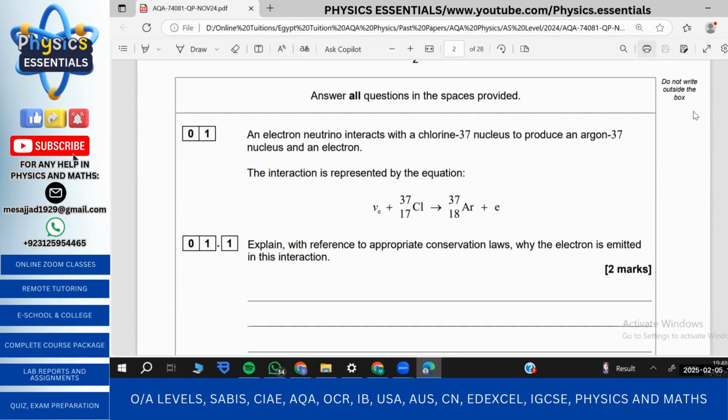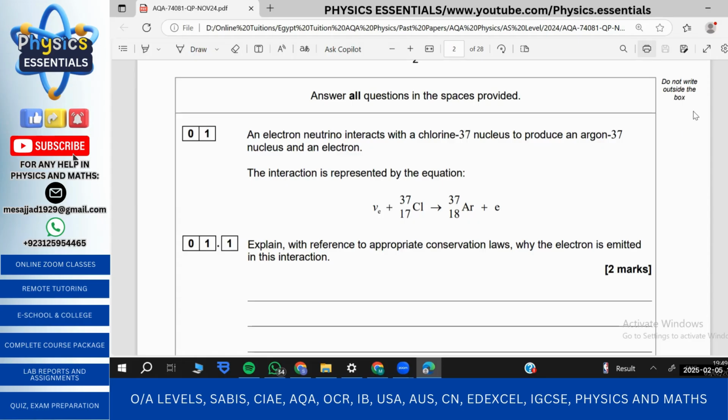Question number one: an electron neutrino interacts with a chlorine-37 nucleus to produce an argon-37 nucleus and an electron. The interaction is represented by the equation: electron neutrino plus chlorine-37 gives argon-37 plus an electron. Explain, with reference to appropriate conservation laws, why the electron is emitted in this reaction.